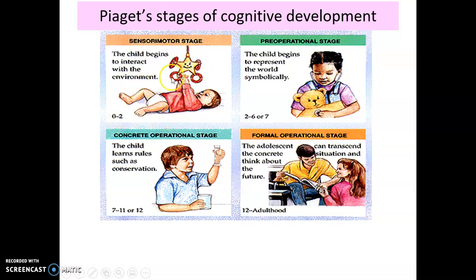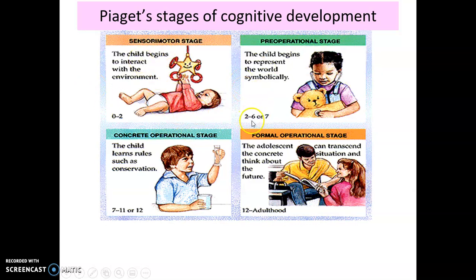So at the first stage, this is where the baby's age is 0 to 2 years old. At this age, the baby tries to interact with the world. This is how a baby learns things. They learn through playing with toys. So actually it's not just playing, they explore the environment. This is a learning process for babies.